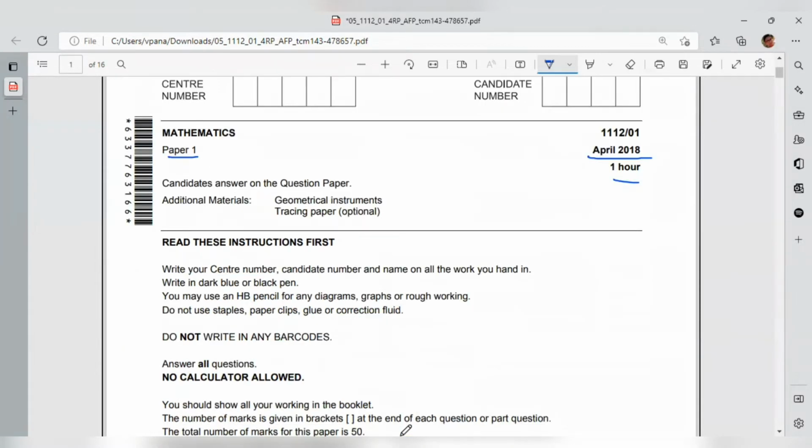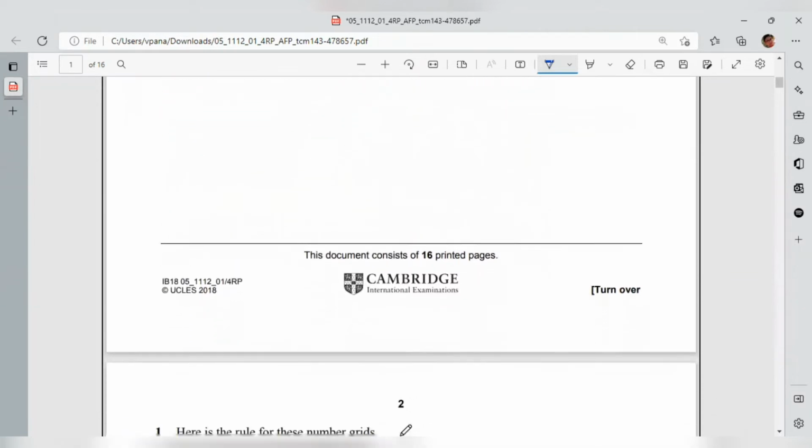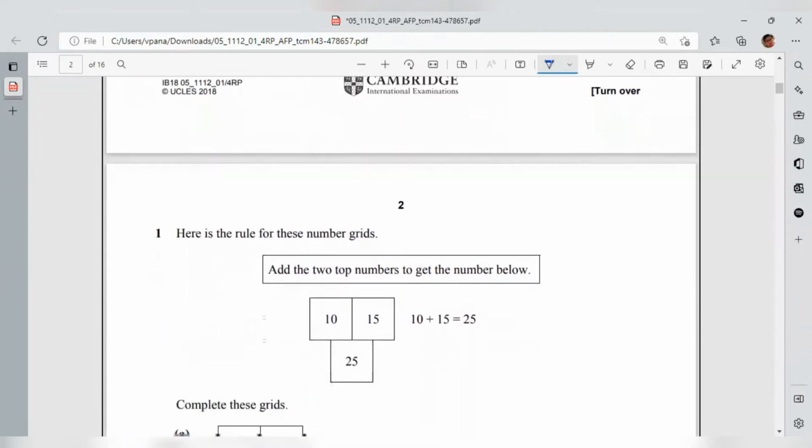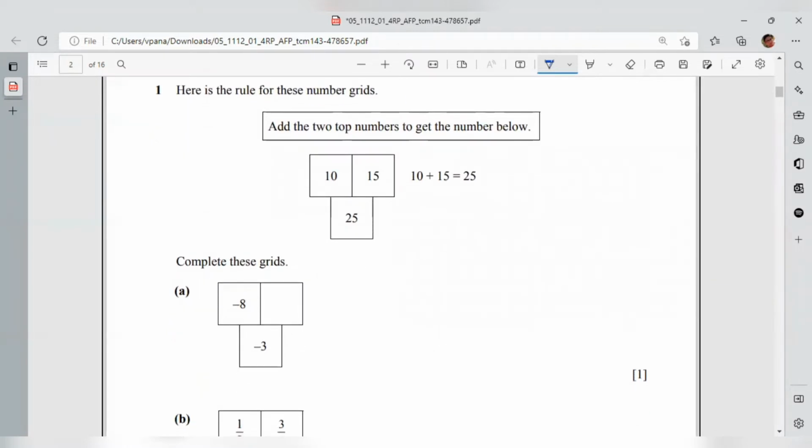Read all these instructions carefully, and while solving the questions, see that if the paper is for 1 hour, you need to complete this in at least 45 minutes. So you are left at least 15 minutes to check the paper. Now, here is the rule for these number grids. Add the top numbers to get the number below. So, 10 plus 15 is 25. Same way you are supposed to do this.